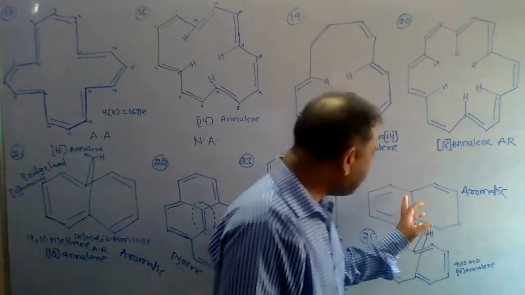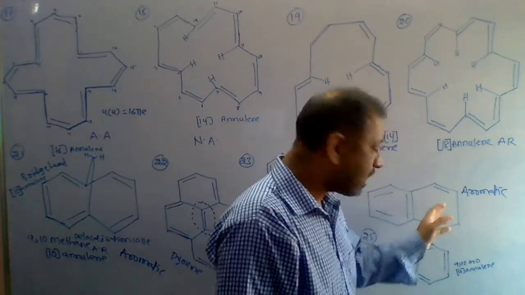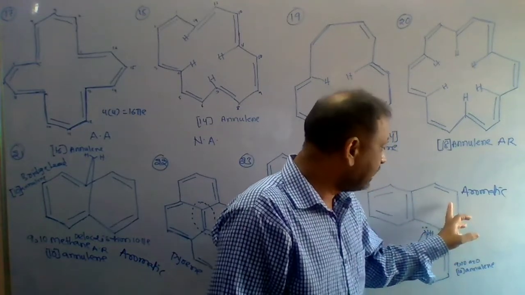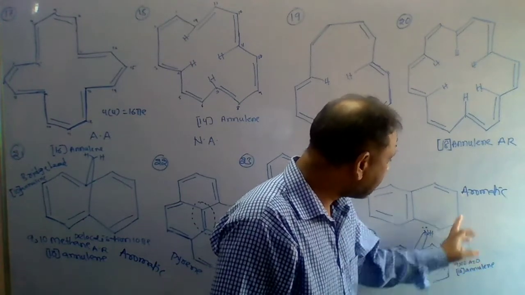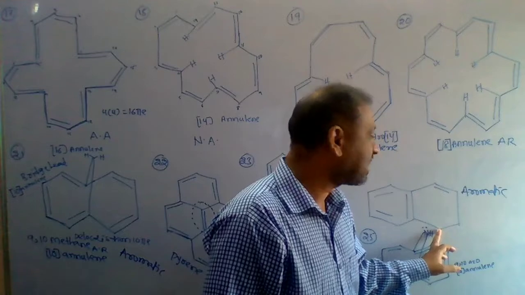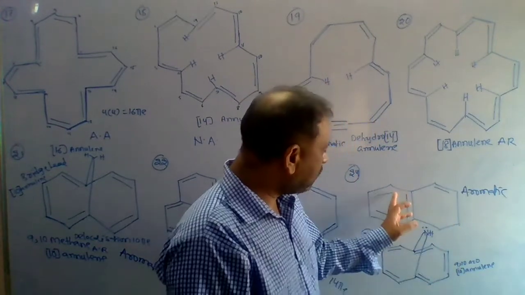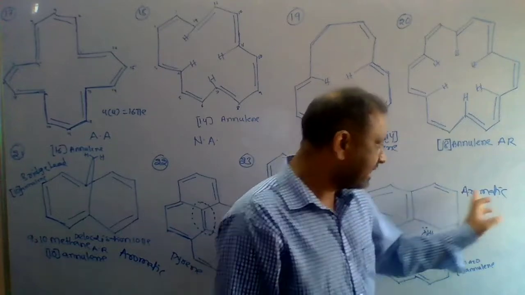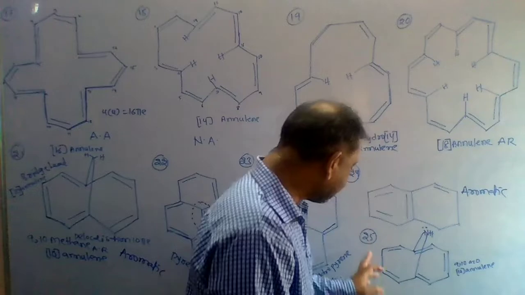First ring has aromatic character, second ring has non-aromaticity. There is no complete delocalization in the second ring. Here these two carbons are sp3 hybridized carbons. So the second ring has non-aromatic nature. Aromatic plus non-aromatic is equal to aromatic compound. Finally, it is an aromatic compound.